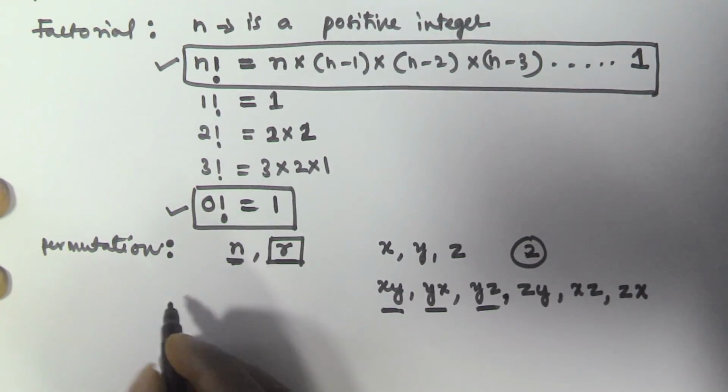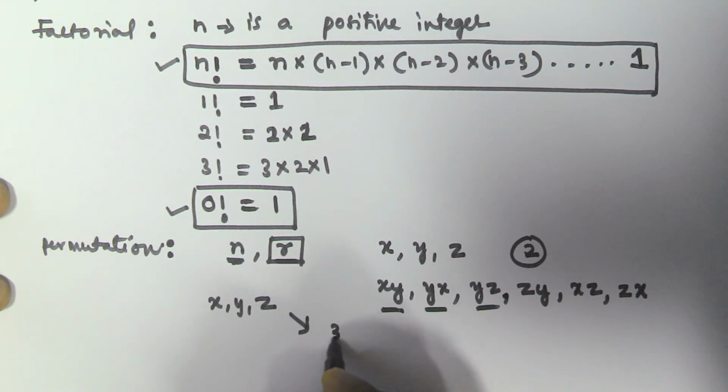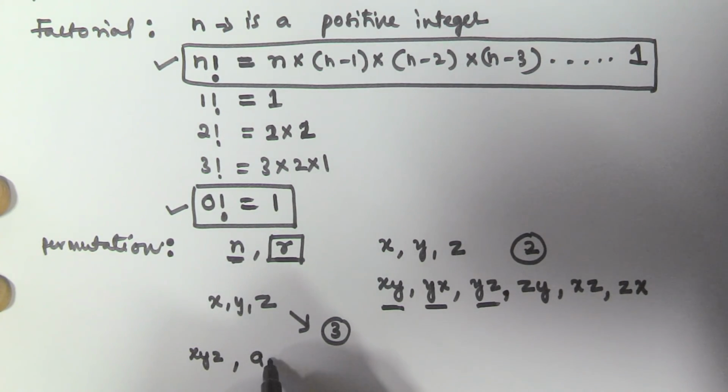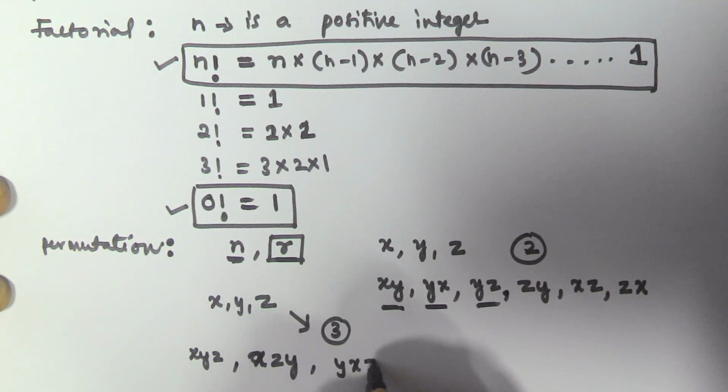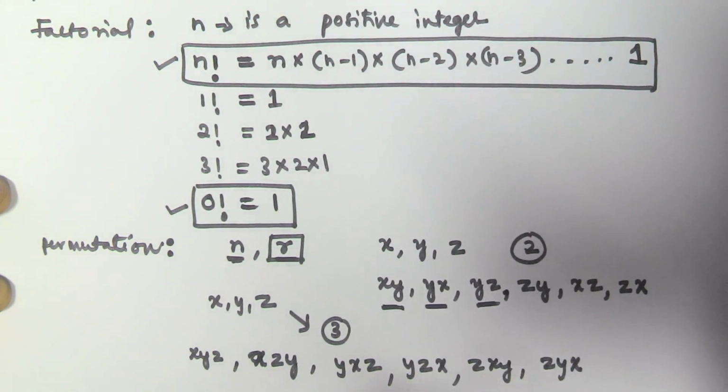Similarly, suppose we have three things, and out of these three we take three at a time and arrange them. That gives xyz, then xzy, then yxz, then yzx, then zxy, and zyx.